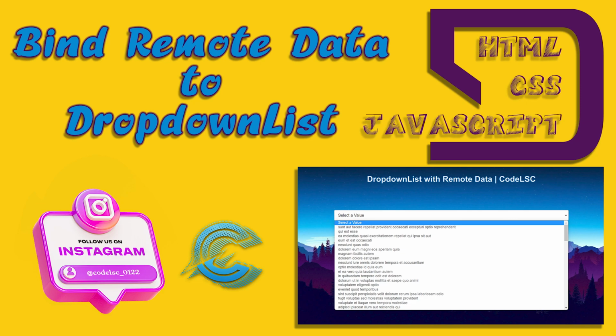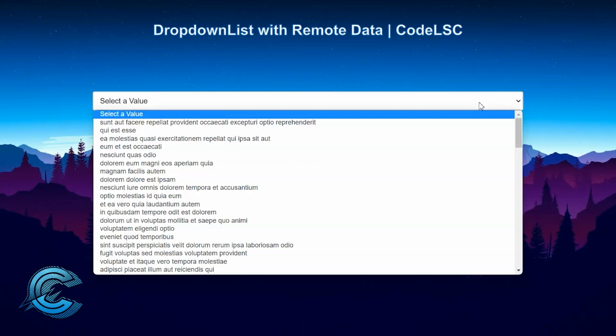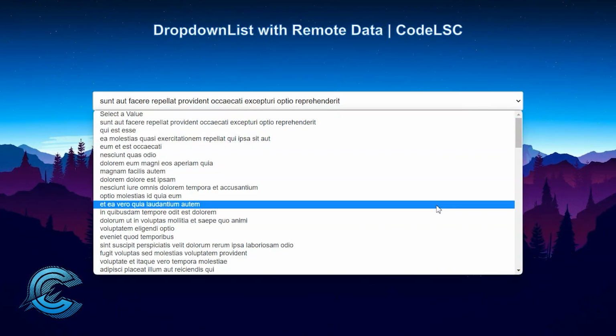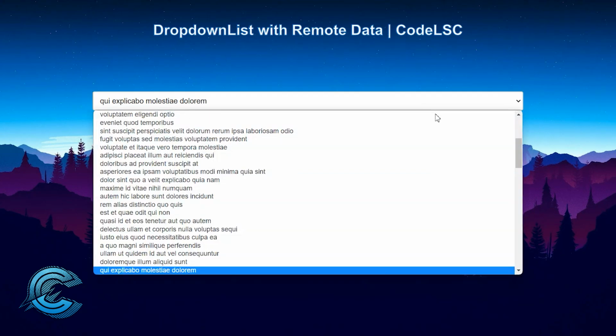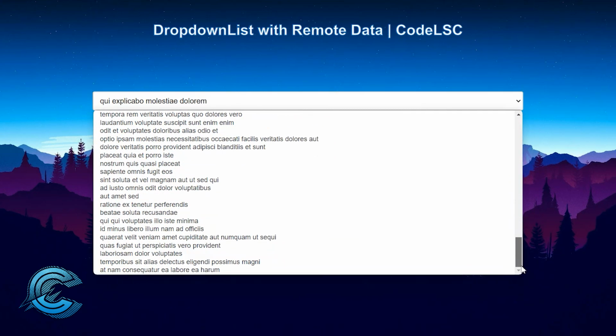Hey there, in this video tutorial, we'll be implementing a drop-down list with remote data using JavaScript and jQuery AJAX. Drop-down lists are a common UI element used in web applications to allow users to select options from a list. In some cases, we may need to populate a drop-down list with data retrieved from a remote data source.